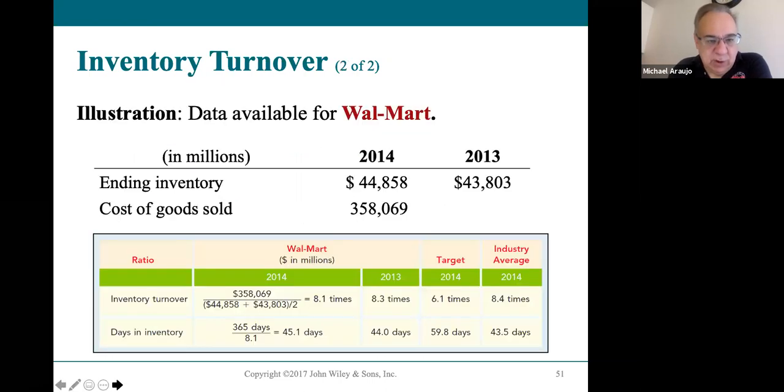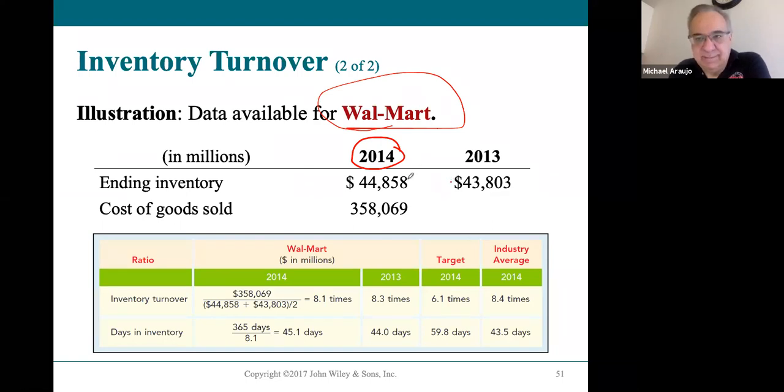So let's see how this works. This is the data for Walmart. 2014 is really the focus here. Here they have beginning and ending inventory. Again, the ending inventory for 2013 is the beginning inventory for 2014, and that's why they give you the inventory for 2013 here. The ending inventory for this year is the beginning inventory for the next.